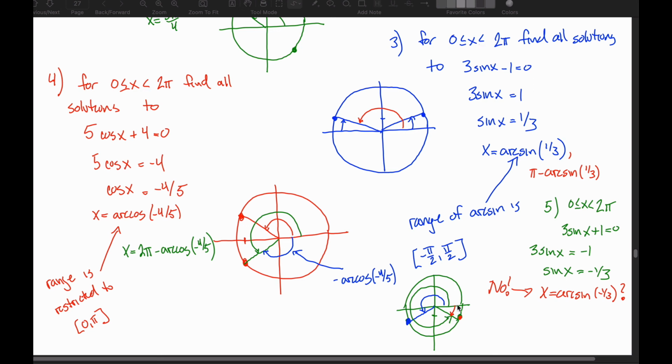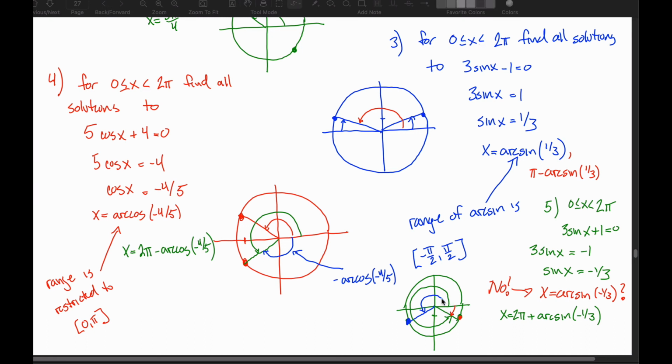How much less? Well, whatever this angle is right here. Remember, this angle, the arc sine of negative 1/3, is a negative angle. So I'll take 2 pi and I'll add that negative angle. Adding a negative is the same as subtracting a positive, and that will leave me at this point. What I'm saying is that x is equal to 2 pi plus the arc sine of negative 1/3. That's the angle that's shown in green that falls in this range from 0 to 2 pi.